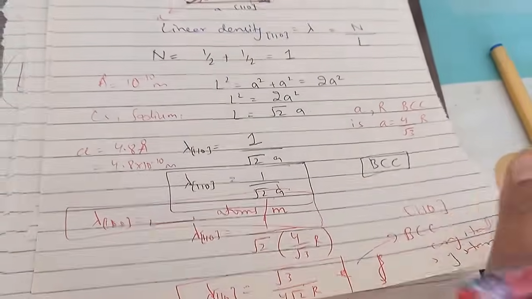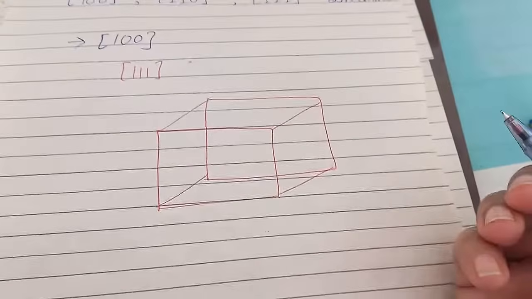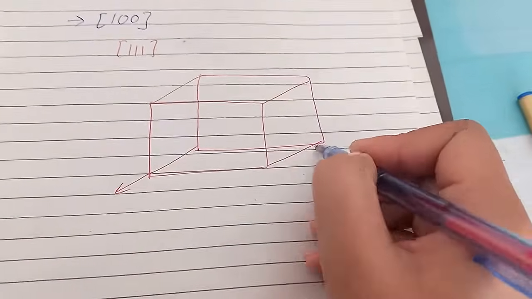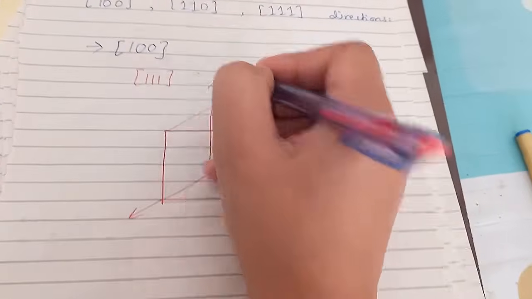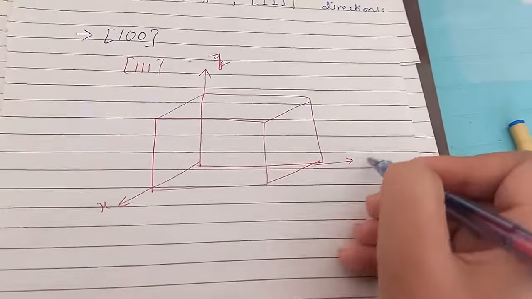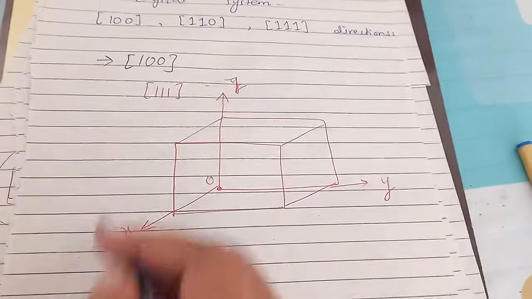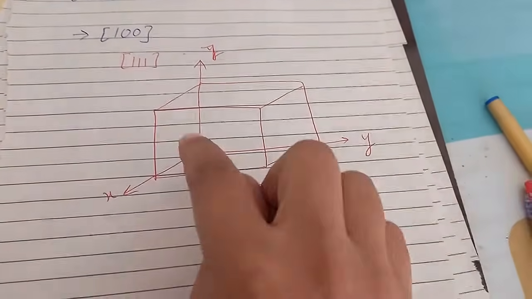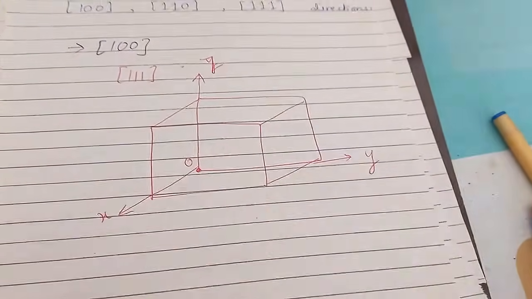So now we need to calculate the linear density for the 111 direction. Here is another cubic unit cell, and this is the y direction, this is the z direction, this is the x direction, and this is the origin. Since the Miller indices are positive, the preferred origin for me is this point.